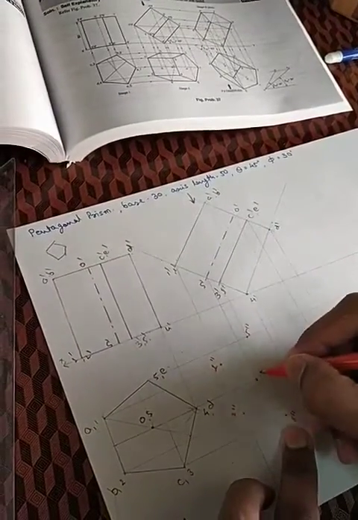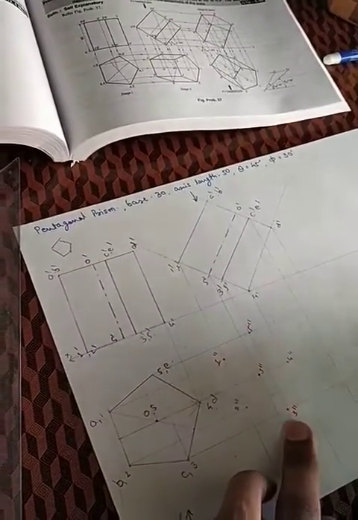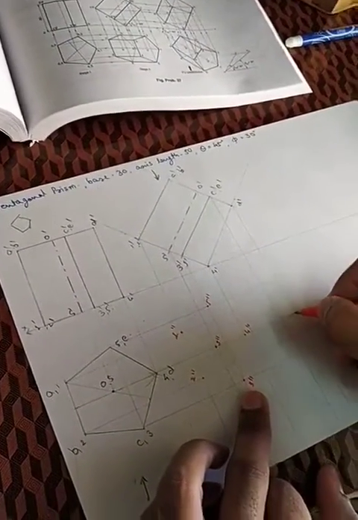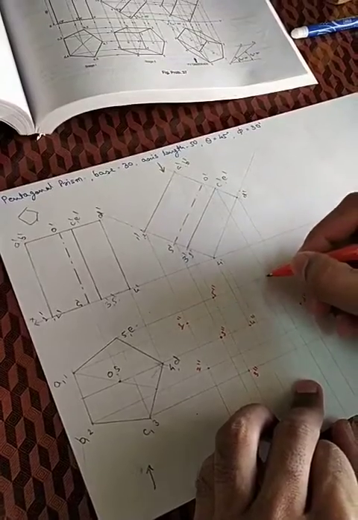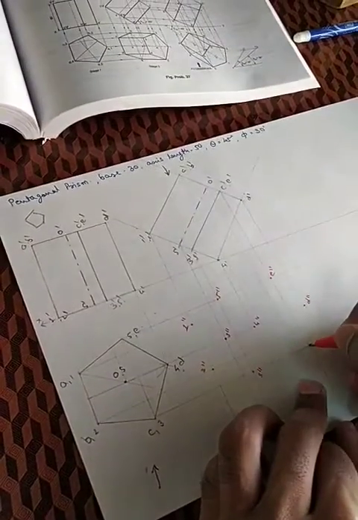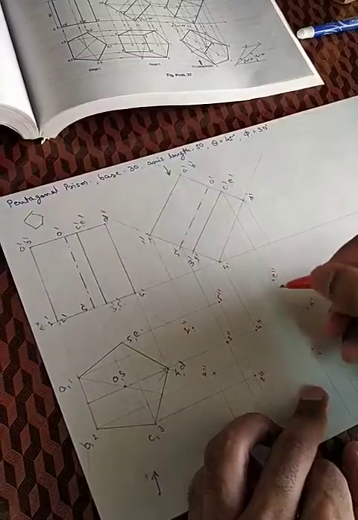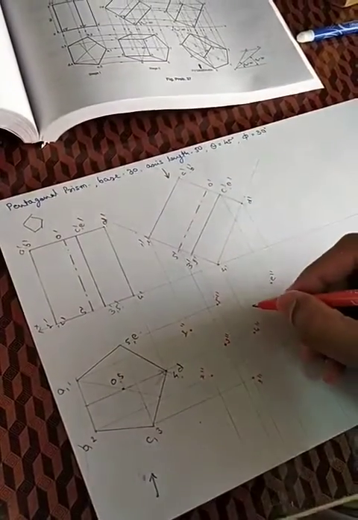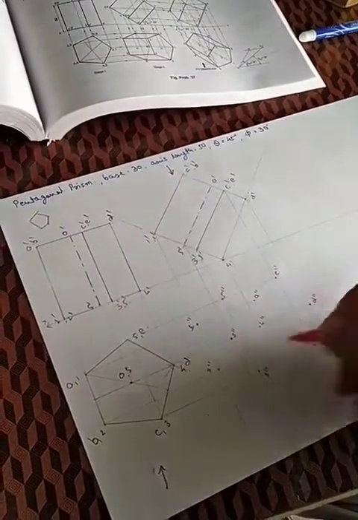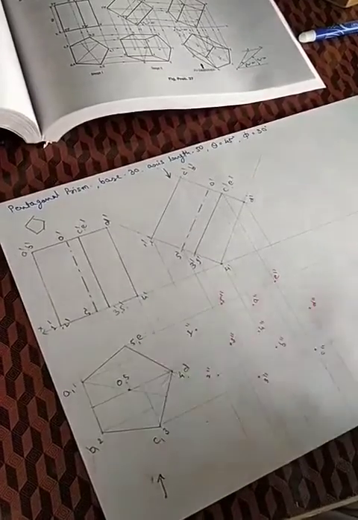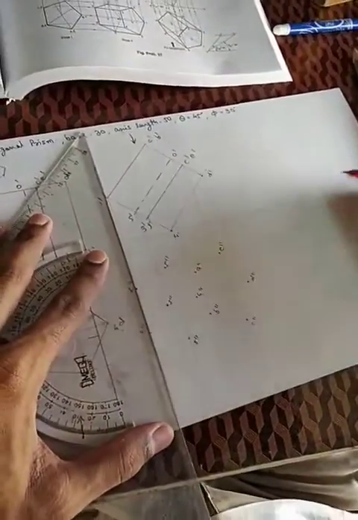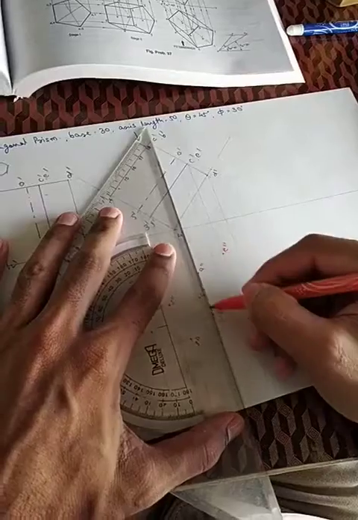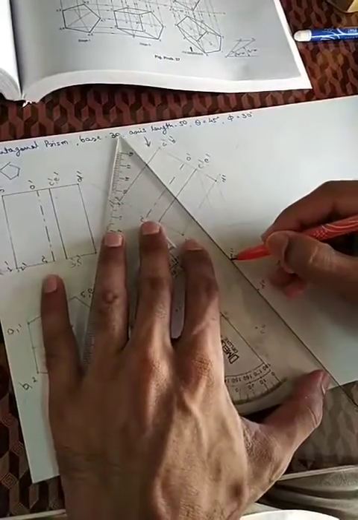This will be my S double dash. Similarly I can find the rest of the points, D double dash, this will be my E double dash, this will be my C double dash, this will be my A double dash, and this will be my B double dash, right? Now I have to join all these points.